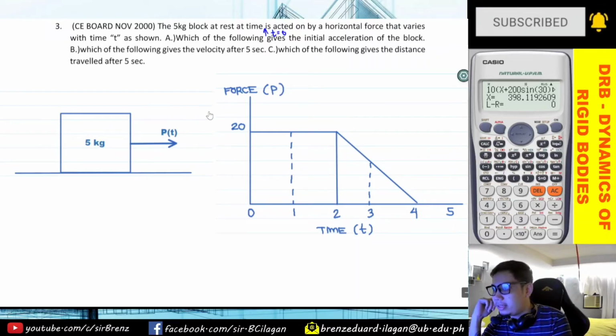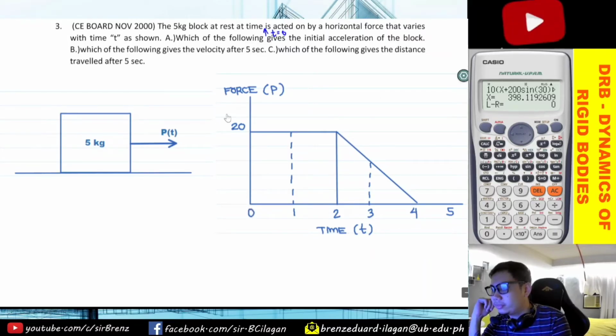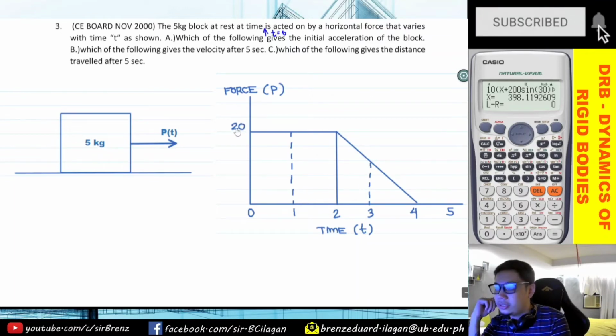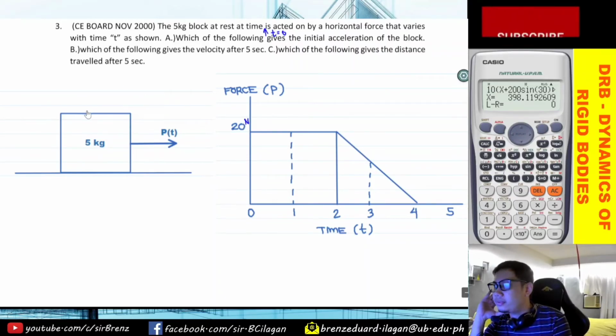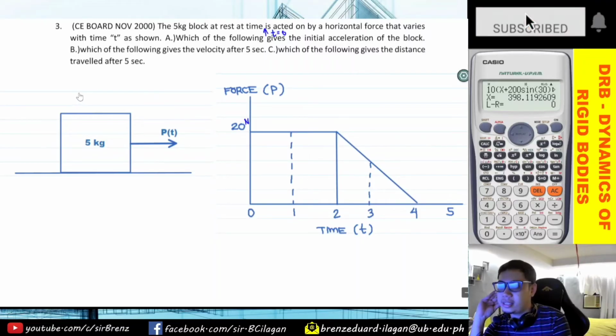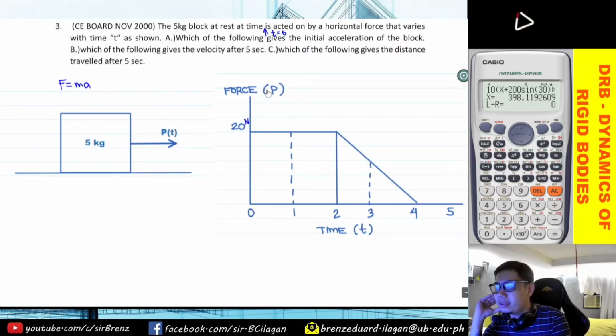So to solve for that, initially, ibig sabihin, at time 0, we all know that yung force acting on that body, the 5 kilogram block, is 20. Siguro, this is in Newton. Ano kasi kilogram? So, 20 Newton. So, as you can remember, sa ating first topic, yung law of force and acceleration, we have this formula na force is just equals to the mass times the acceleration. Actually, guys, ito kasing force diagram, pwede natin siya i-convert into its equivalent.